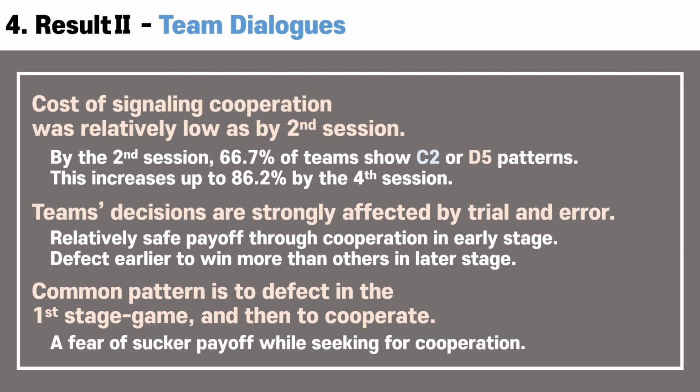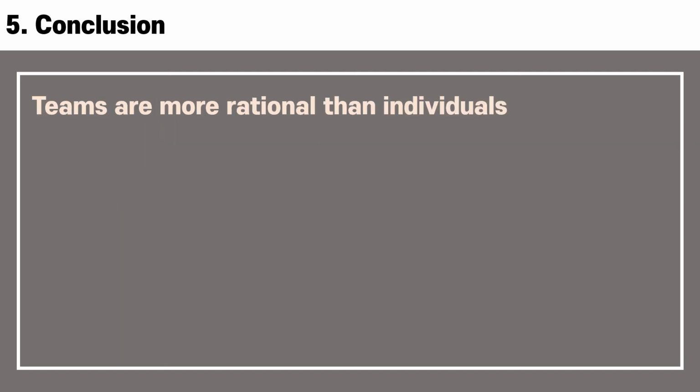So, what was the question we raised in the beginning? It was, which side is more cooperative, teams or individuals? This can be confirmed through the results we have presented until now. We were able to understand that teams are more rational through result 1, and through result 2, we were able to look at the dialogues of those teams with rationality.